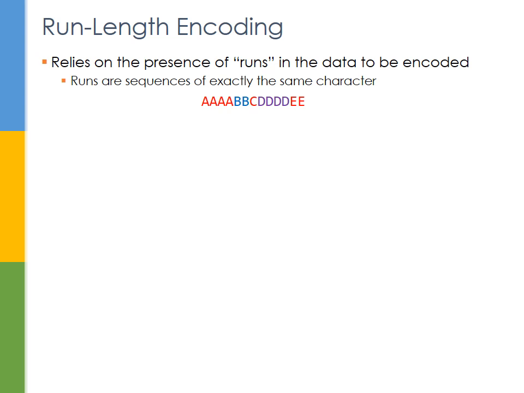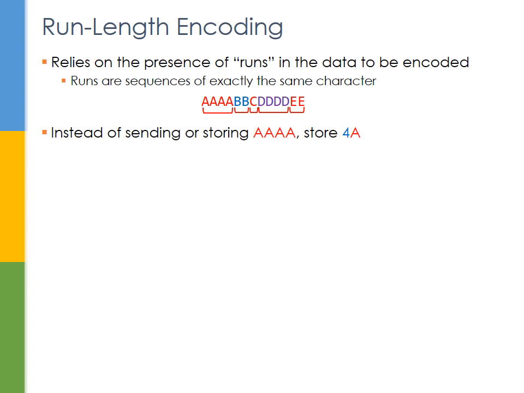So run length encoding relies on the presence of what are referred to as runs in the data that's being encoded. And a run, very simply, is a sequence of exactly the same characters. So if we look at this character sequence over here, we can see that we have 5 runs. So we have a run initially containing 4 repetitions of the letter A, another run that contains 2 repetitions of the letter B, a run that contains only the letter C, a run that contains 4 repetitions of D, and finally a run that contains 2 repetitions of the letter E.